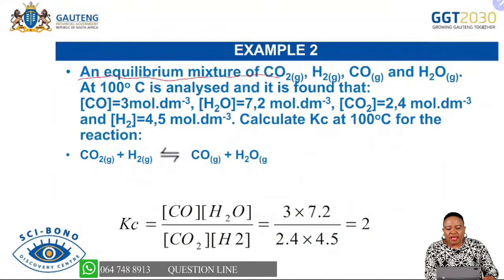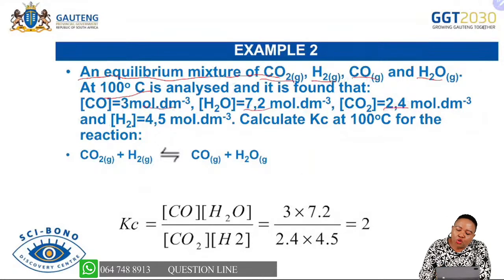So you can see that there's a mixture of carbon dioxide, hydrogen, carbon monoxide and water at a temperature of 100 degrees Celsius that is analyzed, and it is found that the concentration of carbon monoxide is 3 mole per decimeter cube, of water is 7.2 mole per decimeter cube, of carbon dioxide is 2.4, and of hydrogen is 4.5. This is just a straightforward equation where you practice using your Kc. Therefore, this is our Kc expression, and we are going to give 1 mark for it.